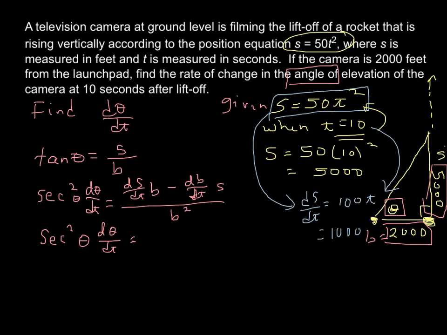So that's going to be 1,000 times b, and b is 2,000. These are going to be some very big numbers, minus db dt, b being the distance between the launch pad and the camera, which is not changing, so this is just going to be 0. I could write in times 5,000, but I don't even have to because the 0 is going to go away. And then times b squared, so 2,000 squared.